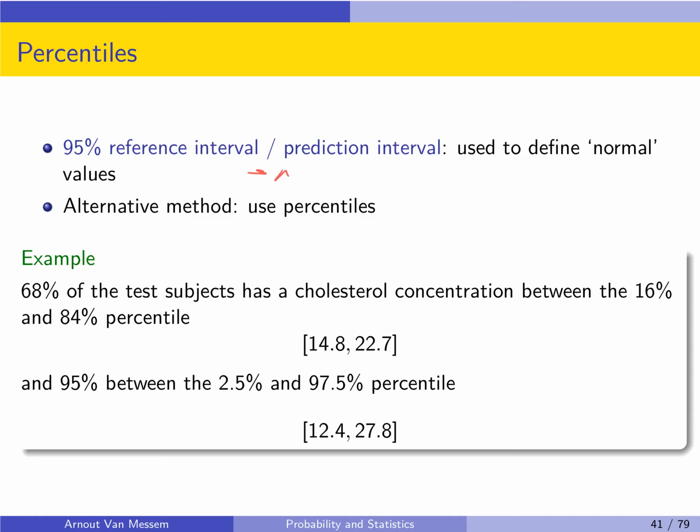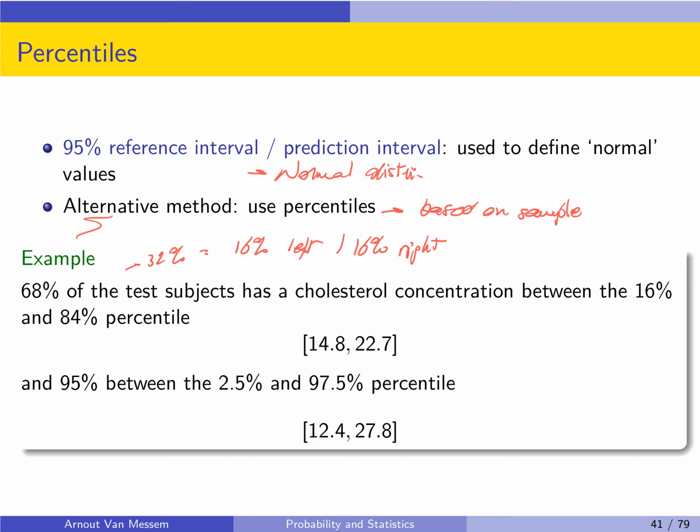Before, we calculated the reference interval using the normal distribution and the normal values. There are also alternative methods which use the percentiles that we observe in the sample. So here what you do is you use the percentiles that you obtain from the sample. You only look at the sample and you do not look at any theoretical assumption that the data should be normally distributed. For example, assume that we have the cholesterol concentrations, then we know that 68% of the test subjects have a cholesterol concentration between the 16th and the 84th percentile. Why is this? 68% means that there is 32% on the outside of this interval, which means 16% on the left side and 16% on the right side.